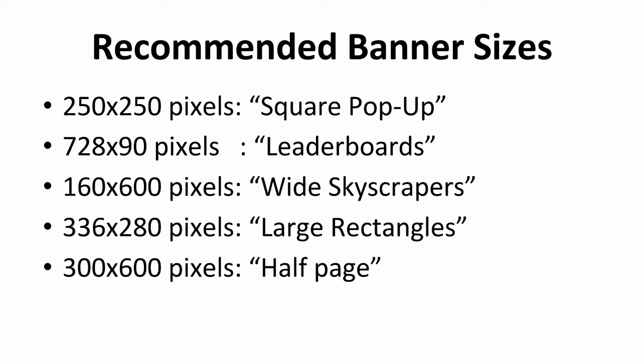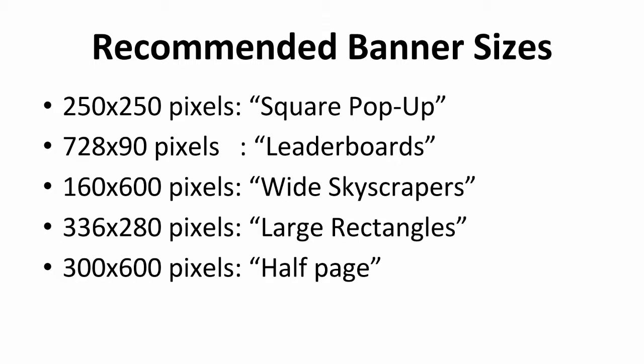250 by 250 pixel banners are sometimes referred to as square pop-ups. Banners of this size are great for pop-up notifications. 728 by 90 pixel banners are known as leaderboards. These work best when they are placed at the top of a web page. It offers lots of usable space.